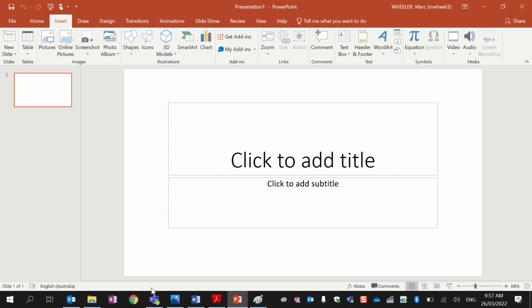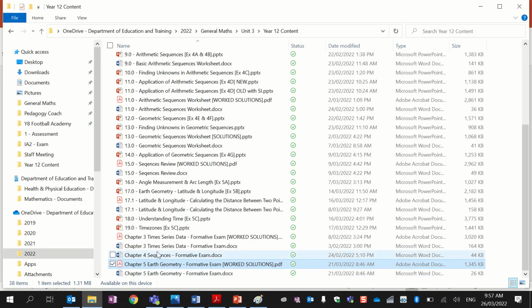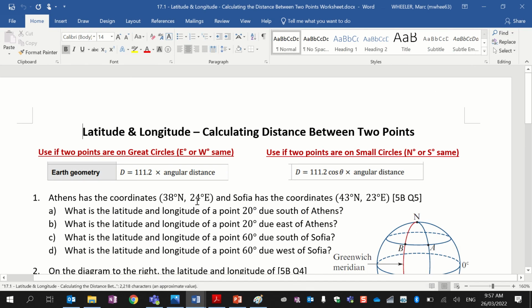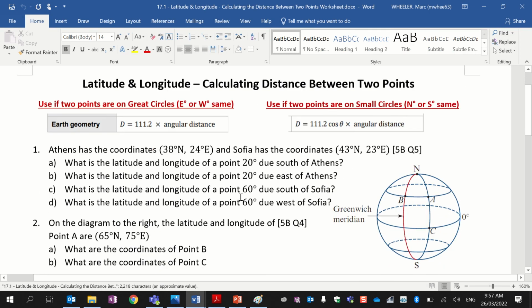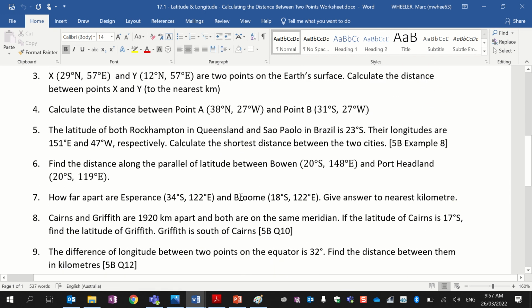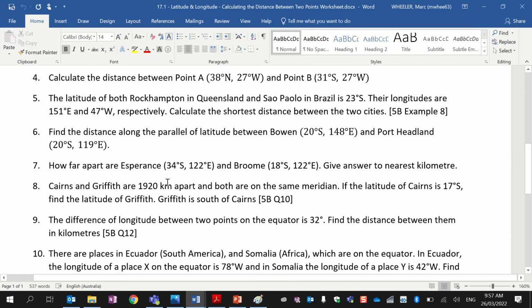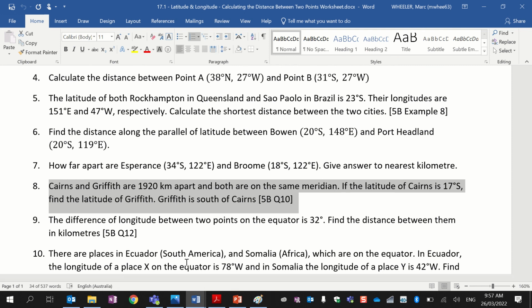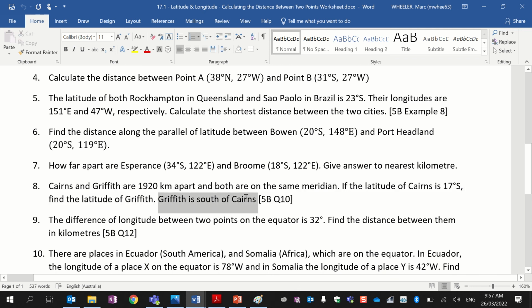Actually, before I finish, I'll quickly jump to the latitude and longitude worksheet. That question is very similar to this one. It reads: Cairns and Griffith are this far apart, they're both on the same meridian. If the latitude of Cairns is this, find the latitude of Griffith. But this question tells you that Griffith is south of Cairns. So if it's south and that's south, I'll take away again.